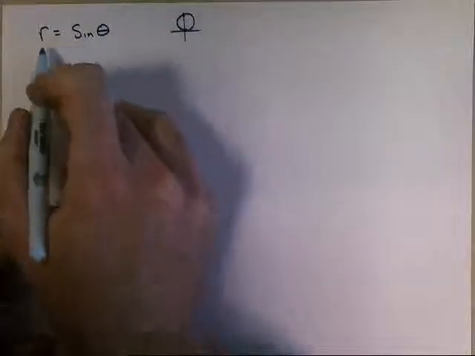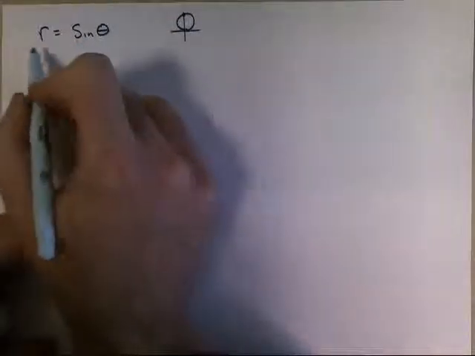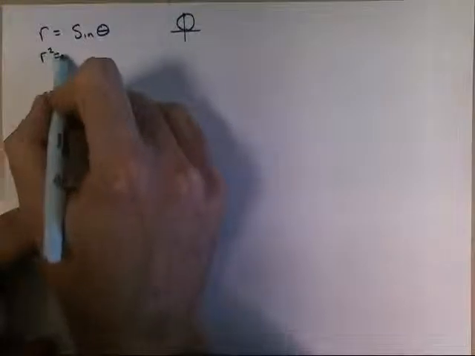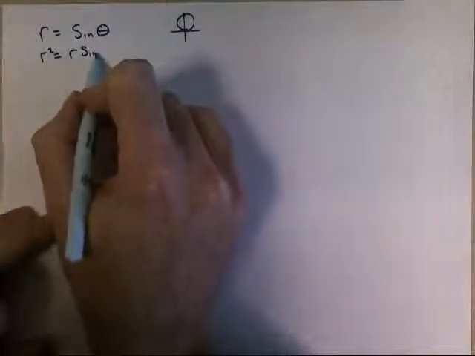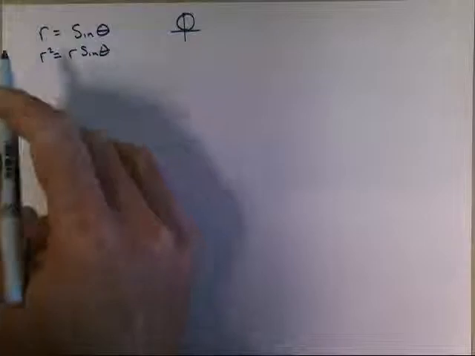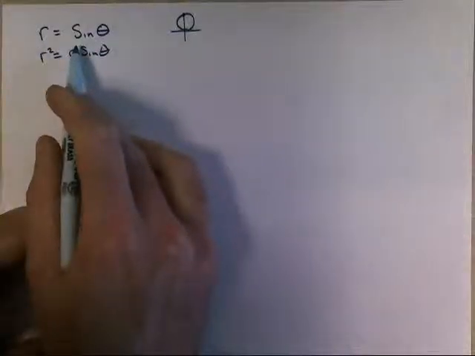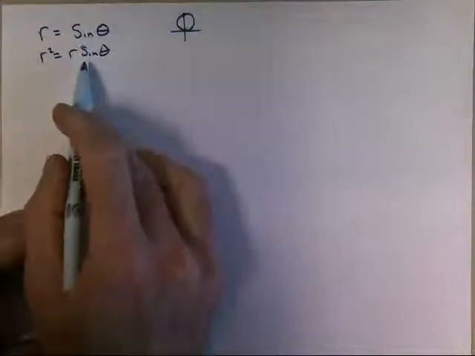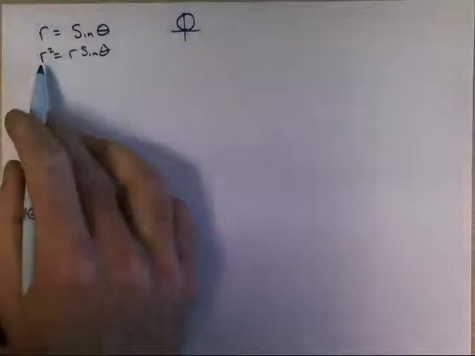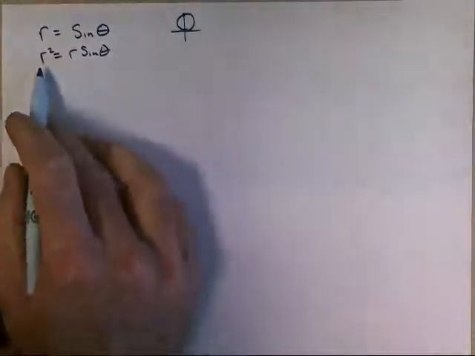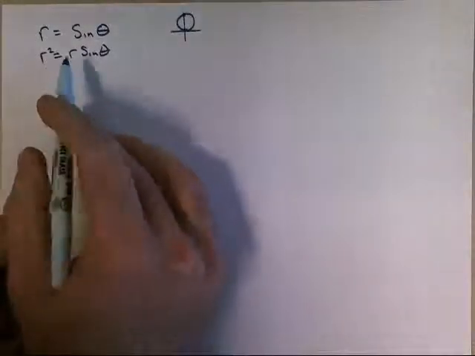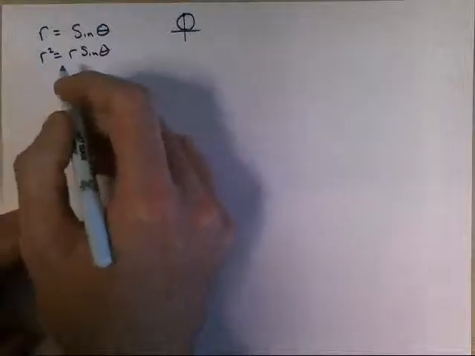I'm going to do that by multiplying both sides by r. This is r squared equals r sine theta. Now it looks like I squared the left hand side. I didn't. I multiplied it by r and I multiplied the right hand side by r. Okay? And the reason I'm doing this is because by multiplying both sides by r, I've made both sides look nice in regards to things that I know how to convert.